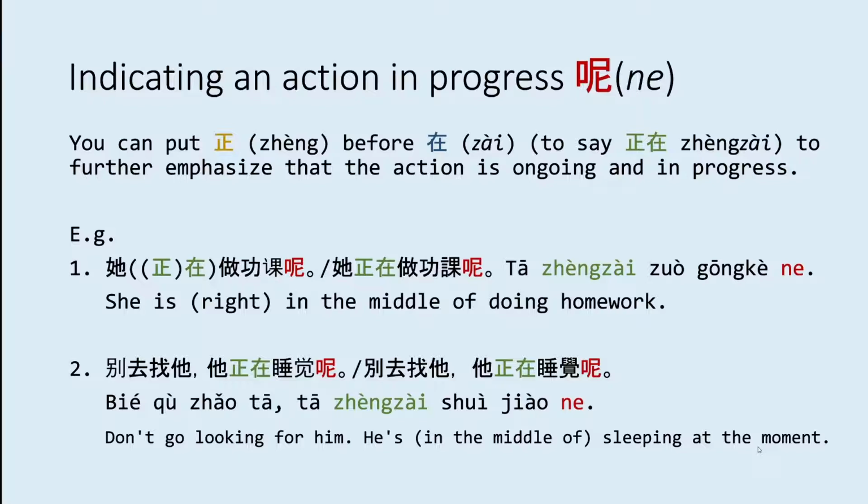So if you put all the things that I've said for this grammar point together, you can say, for example 1, 他正在做功课呢, 他在做功课呢, 他在做功课, or 他做功课呢. And they all mean that he is in the middle of doing homework and that the act of doing homework for him is currently in progress.